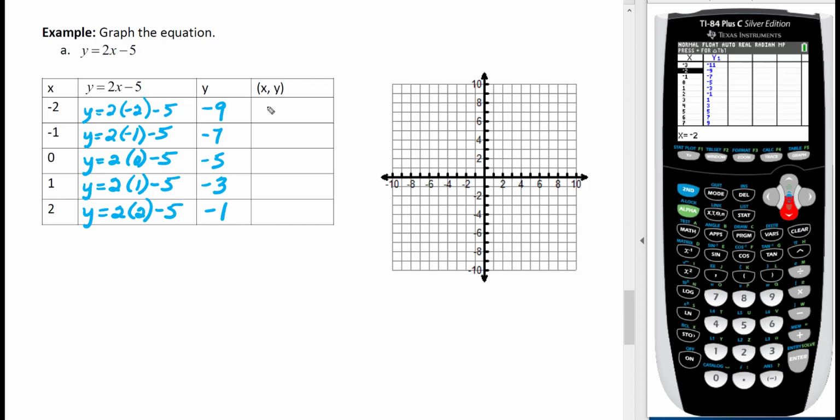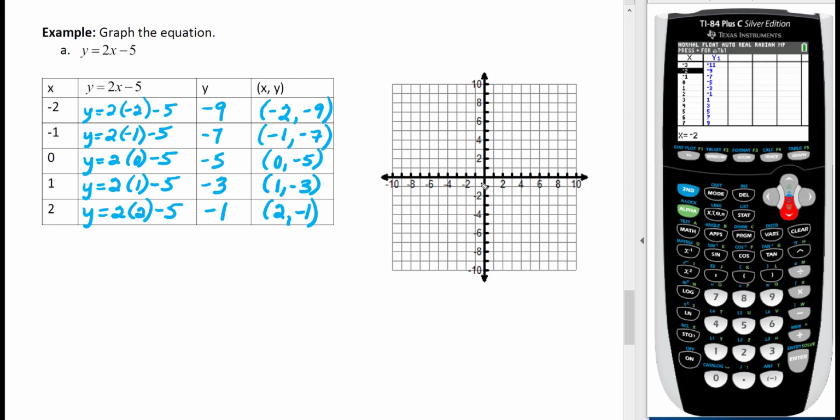So the ordered pairs that we're going to have to graph are -2, -9, -1, -7, 0, -5, 1, -3, and 2, -1. So let's go ahead and put those points on our graph then.